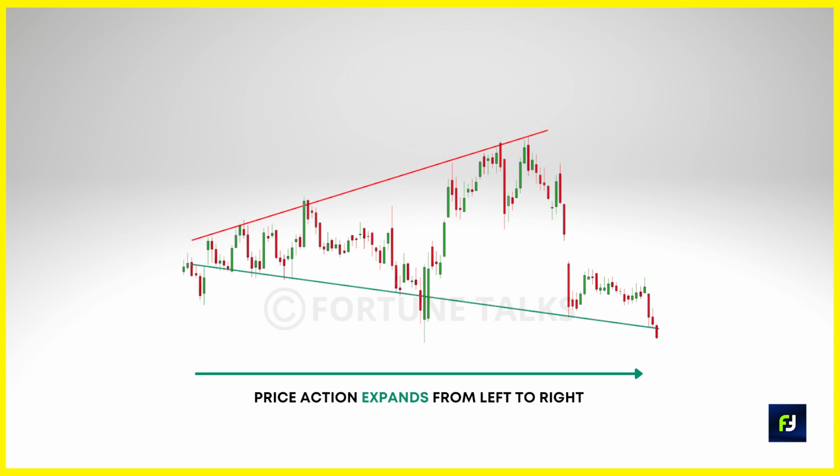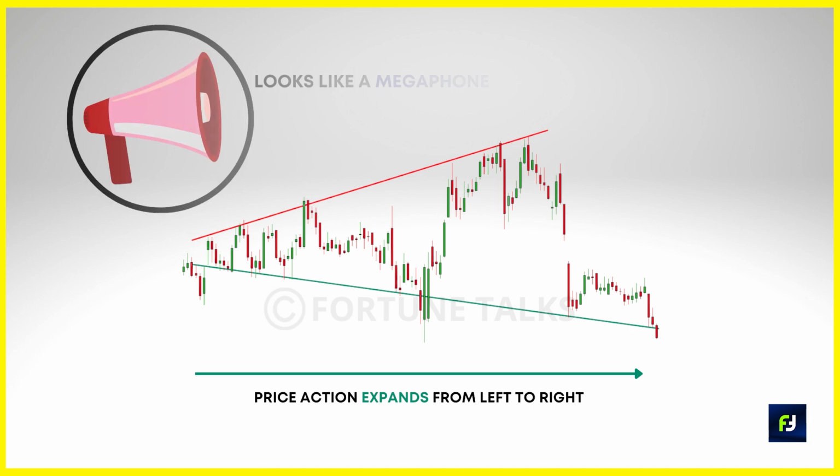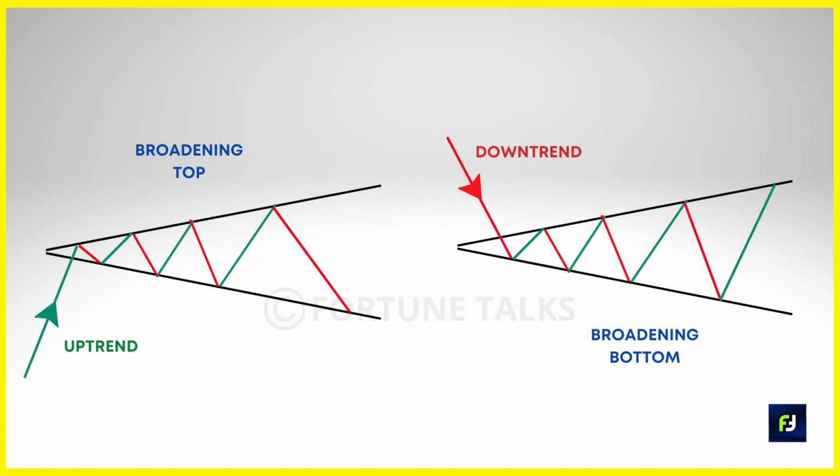This is one of the reasons why this pattern is tougher to trade than other chart patterns, as the lows and highs get taken out one by one. It is also called a megaphone pattern because of the expanding shape of the consolidation. Now, when it comes to the identification of this pattern, the pattern can be formed during an uptrend or a downtrend, and it is referred to as a broadening top when it is formed during an uptrend and a broadening bottom when it is formed during a downtrend.